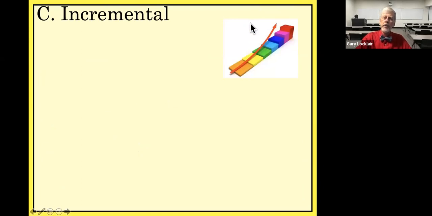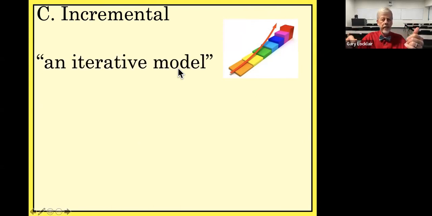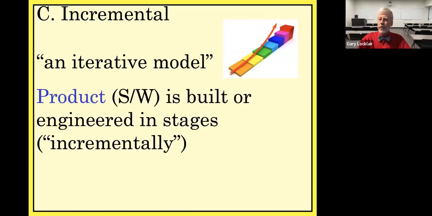So what are the options? Well, an option is the incremental model. There are lots of variations of the incremental model. The incremental model is iterative. You don't do one, see, that was waterfall. Do all this, do all that, do all this. But the incremental model is iterative. The product is built in stages. I don't build the whole thing all at once at the very beginning. I build bits and pieces of it.